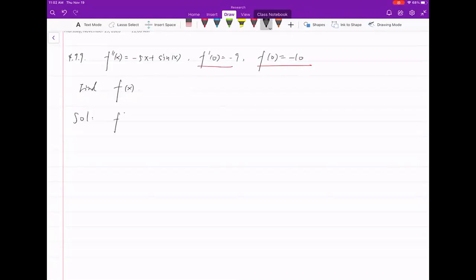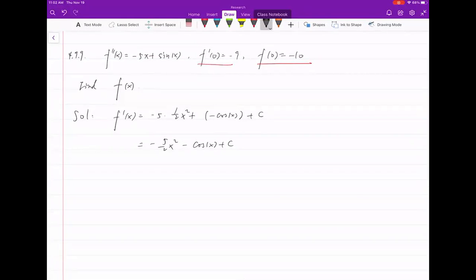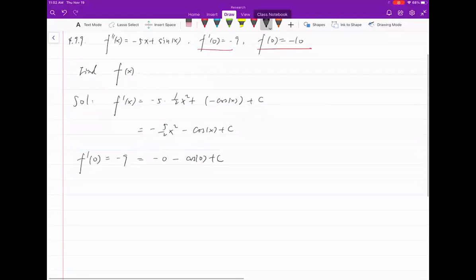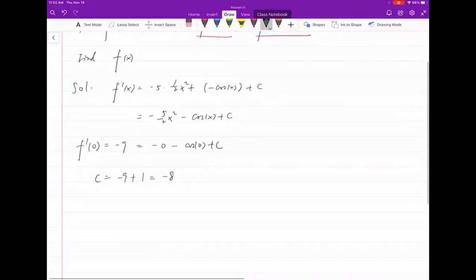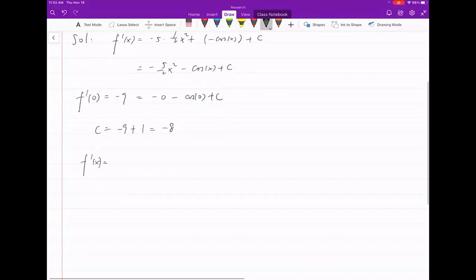So number one, do it for once. You have a plus c. That will be your f prime x. Now you want to use f prime 0 equals -9. C will be -9 plus cosine 0, which is 1, so it's -8. Therefore, this will be your f prime x.